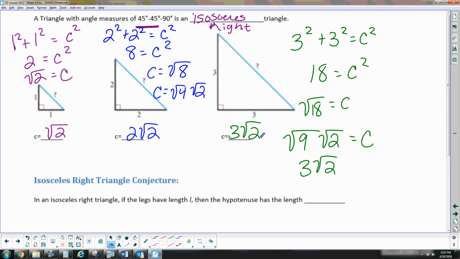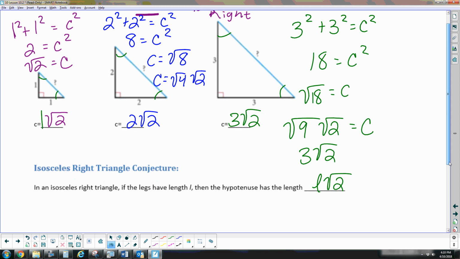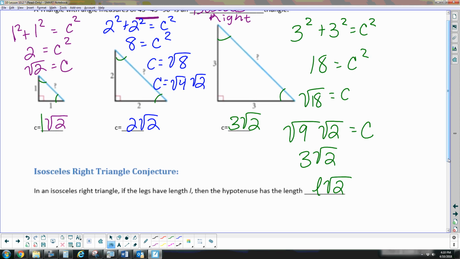So is there anything that you recognize as a pattern with those three triangles? They are all isosceles right triangles, which means that these angles are both 45 degrees. So in an isosceles right triangle, if the legs have length L, then the hypotenuse has length L times the square root of 2. So in the first one, we have 1 times the square root of 2. In the second one, we have 2 times the square root of 2. And in the third one, we have 3 times the square root of 2. So that's our first special right triangle.